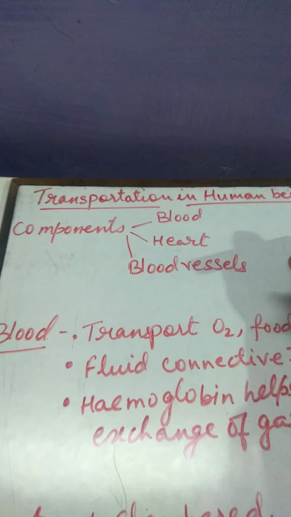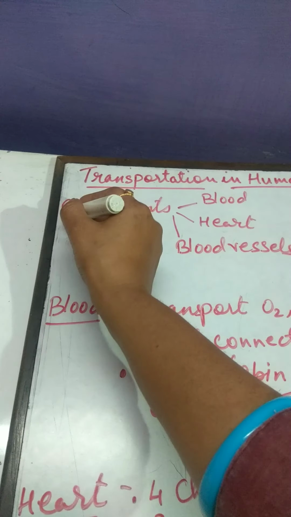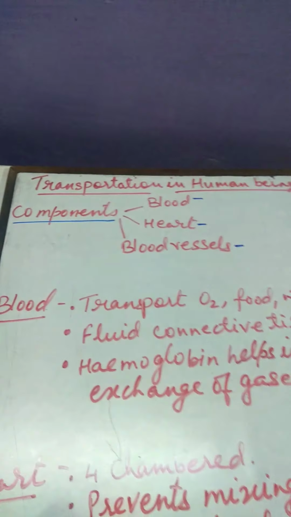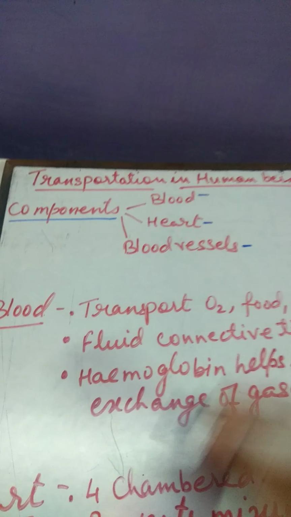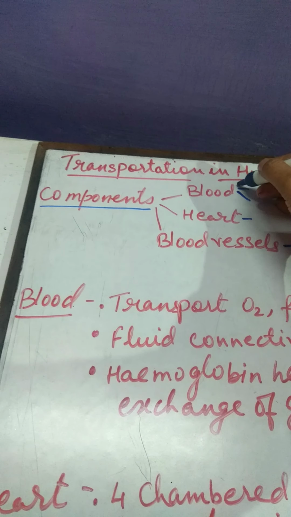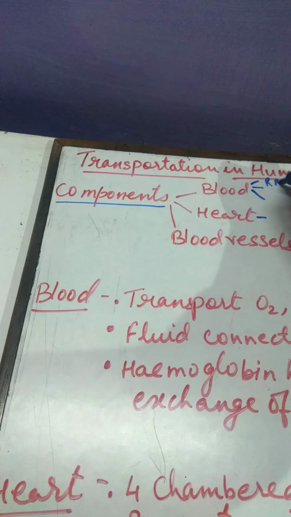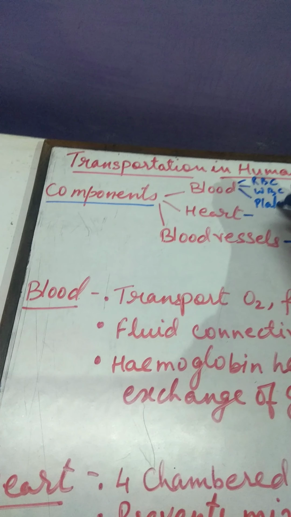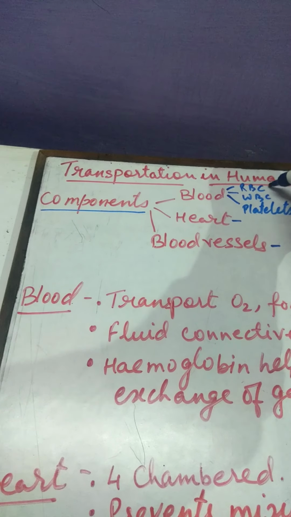Now, when we are talking about circulatory system, clear? So, components of circulatory system are blood, heart and blood vessels. Clear? These are the components of circulatory system. Now, blood has three components. Mainly, three types of cells it has. That is RBC, WBC and platelets. Clear? RBC, WBC and platelets.